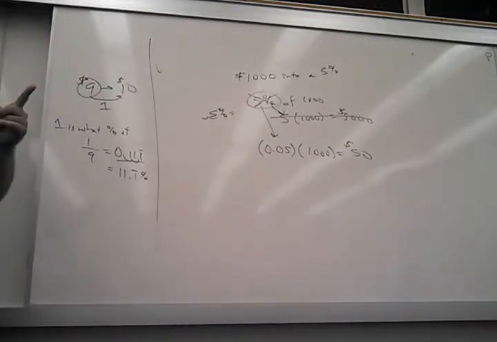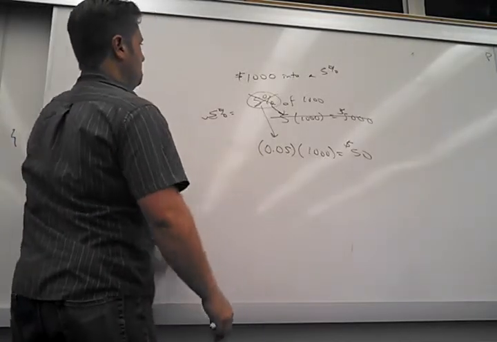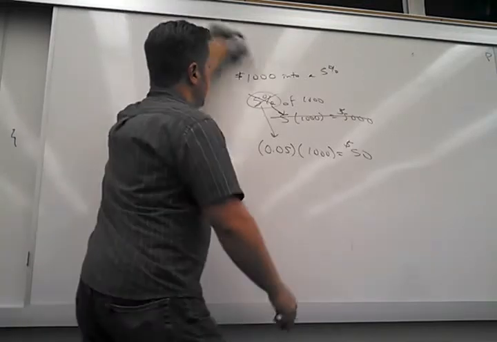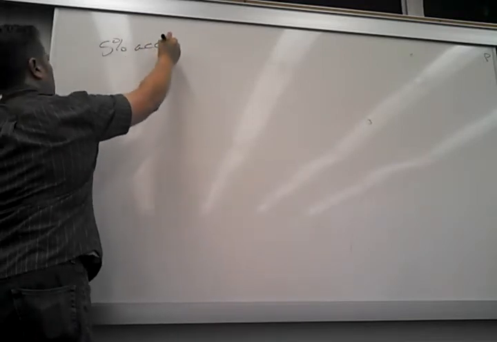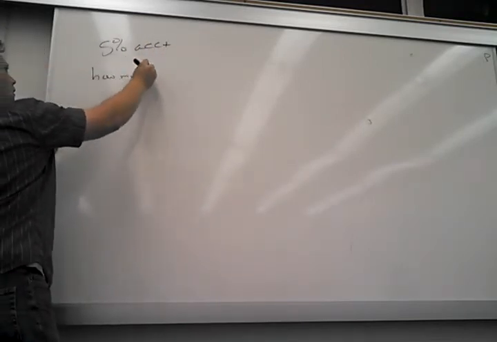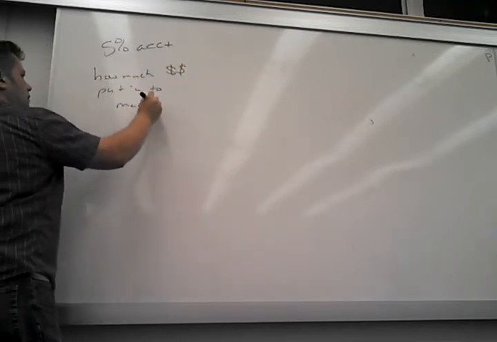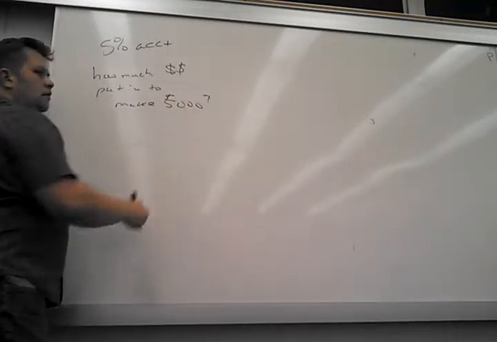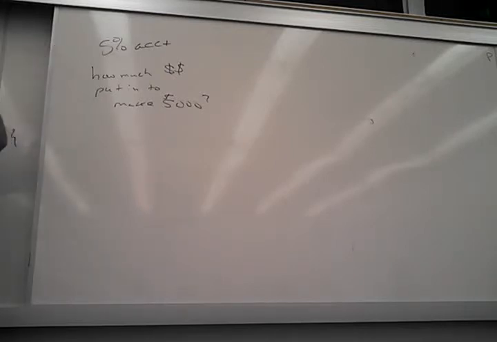You guys kind of want them to give you $5,000. If only. But then you can ask, all right, if I have a 5% account, how much money would I have to put in to make $5,000? 50,000? Somebody's thinking the same way I am. So this is how you do this.